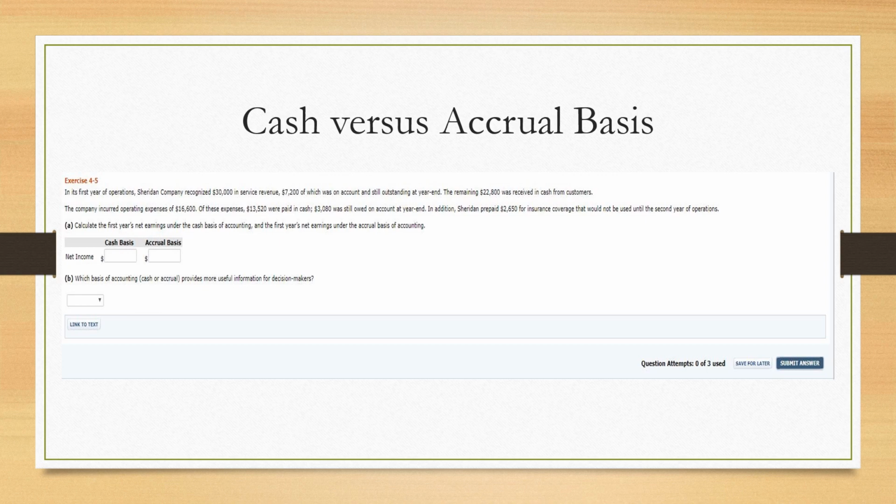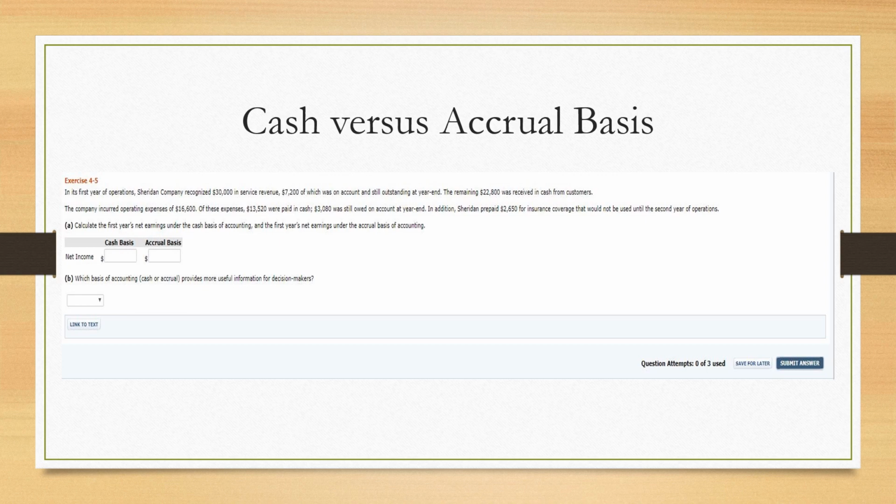Our problem is asking, in its first year of operations, Sheridan Company recognized $30,000 in service revenue, $7,200 of which was on account and still outstanding at year end. The remaining $22,800 was received in cash from customers. The company incurred operating expenses of $16,000. Of these expenses, $13,520 were paid in cash. $3,080 was still owed on account at year end. In addition, Sheridan prepaid $2,650 for insurance coverage that would not be used until the second year of operations.